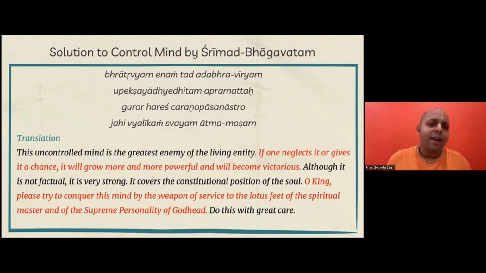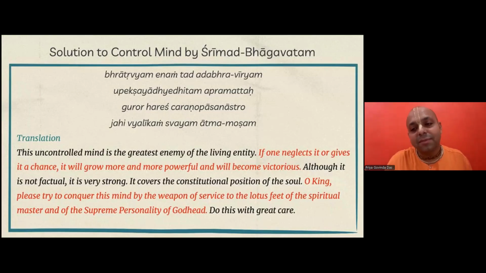So he says, this uncontrolled mind is the greatest enemy of the living entity. If one neglects it or gives it a chance, it will grow more and more powerful and will become victorious. Just by giving it a chance, ऐसा मत सोचो आज मन को बोल दिया तो शांत हो जाएंगे, ना. Or neglecting it will not work. Then how will it be controlled? O king, please try to conquer this mind by the weapon of service to the lotus feet of the spiritual master and of the Supreme Personality of Godhead.